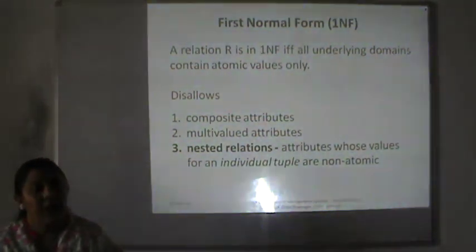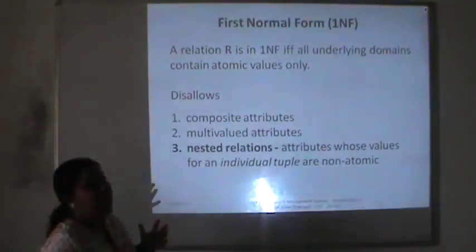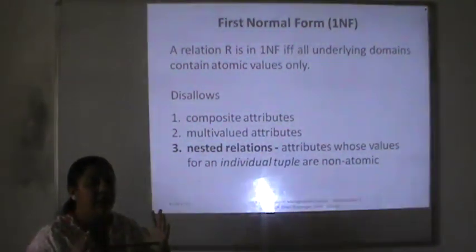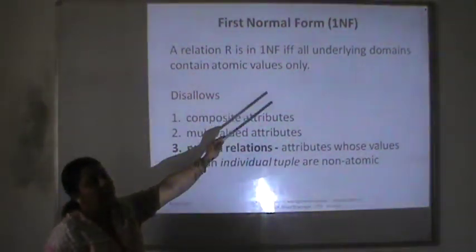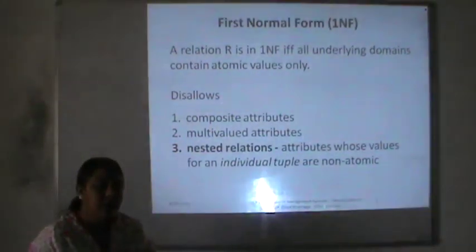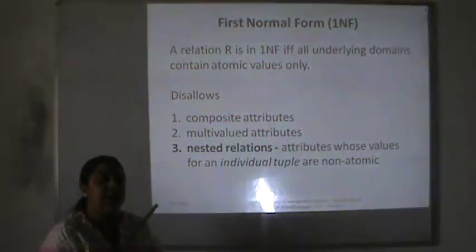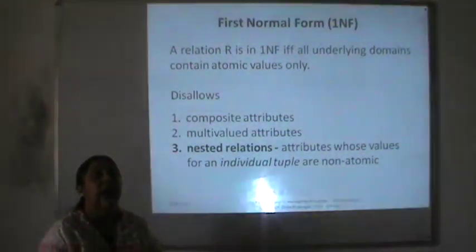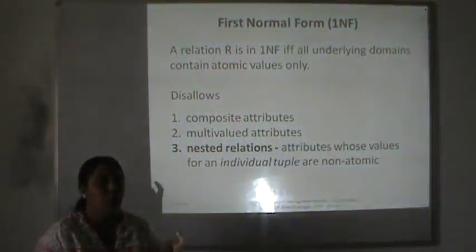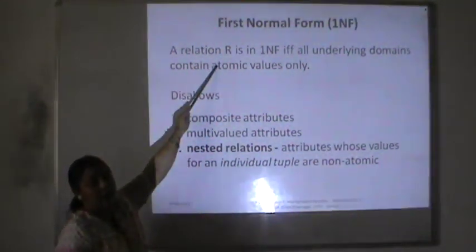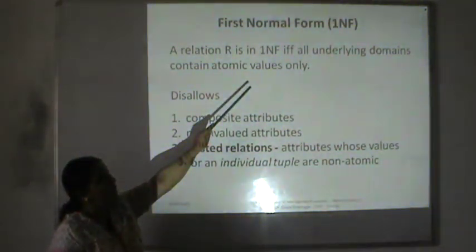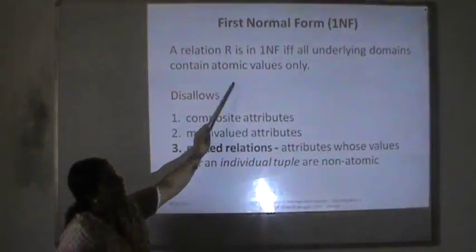First normal form. A relational variable R is said to be in first normal form if and only if all underlying domains contain atomic values only. So any relation R is in first normal form only if each and every attribute of that relation contains atomic values only. When we say atomic, it means that these values should not be composite. So the definition says that a relation R is in first normal form if and only if all underlying domains contain atomic values only.